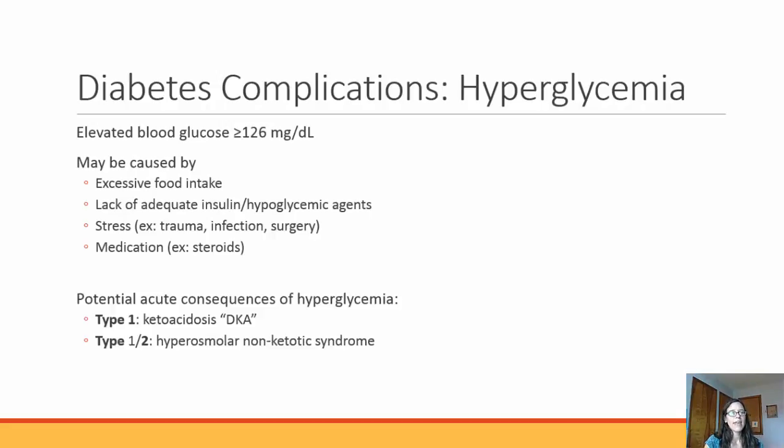If we have hyperglycemia, one of the consequences in type 1 could be ketoacidosis, or DKA, diabetic ketoacidosis, which we just talked about. In type 1 or type 2, we may not get all the way to ketoacidosis, but we could have hyperosmolar non-ketotic syndrome. This is actually a serious condition that we most often see in older people, and it's usually brought on by external factors such as illness or infection or something like that.